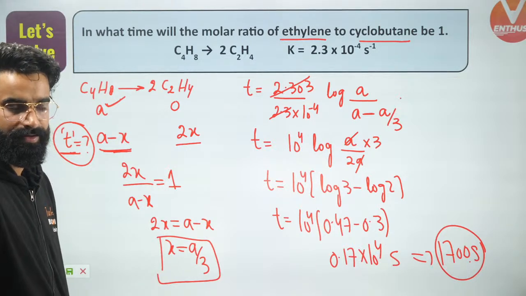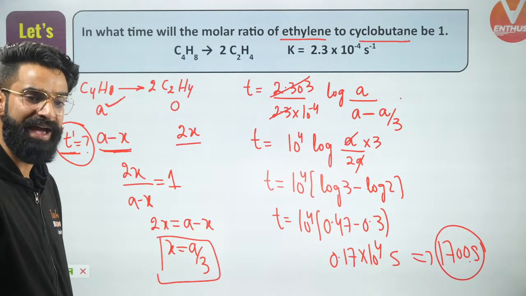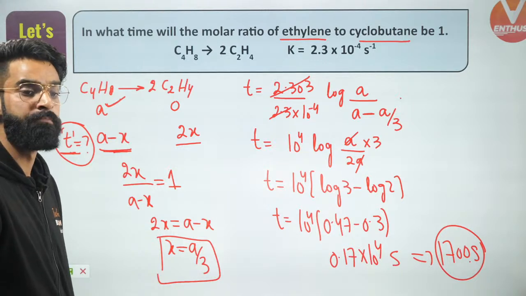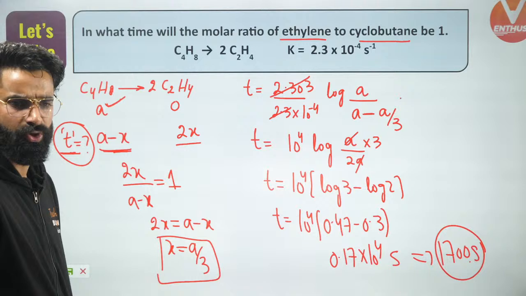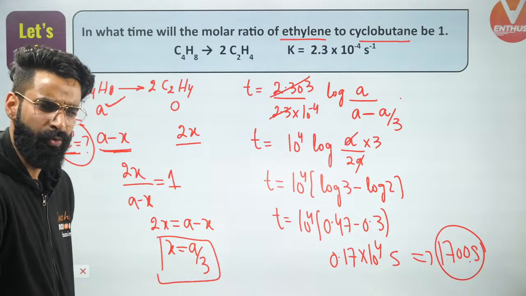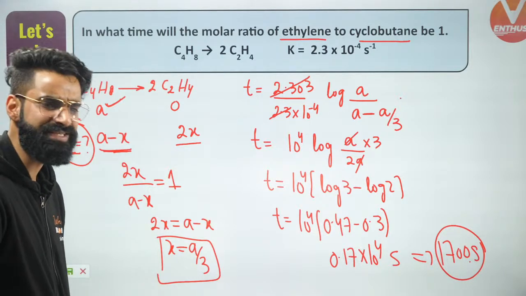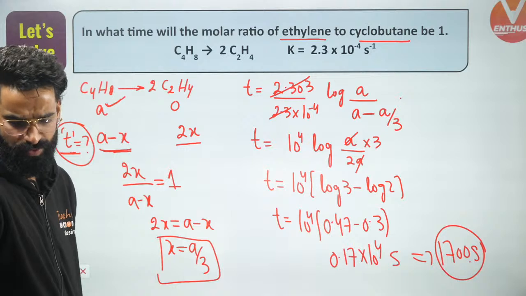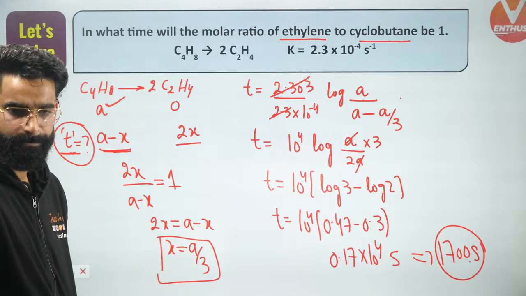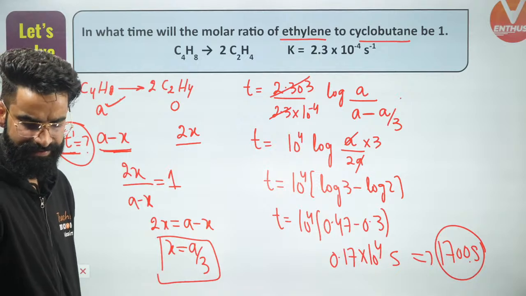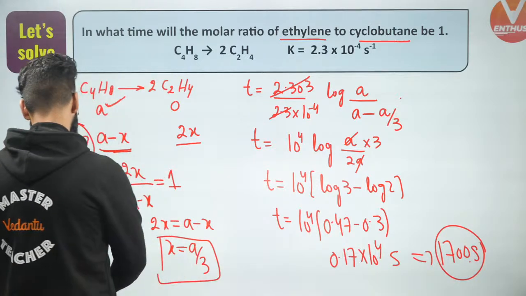Correct? So this time I was supposed to calculate the time at which the molar ratio of ethylene to cyclobutane will be equal to 1. So at 1700 seconds, the molar ratio of ethylene to the cyclobutane will be equal to 1, which is what I was supposed to calculate, right? Yeah? Exactly, guys.